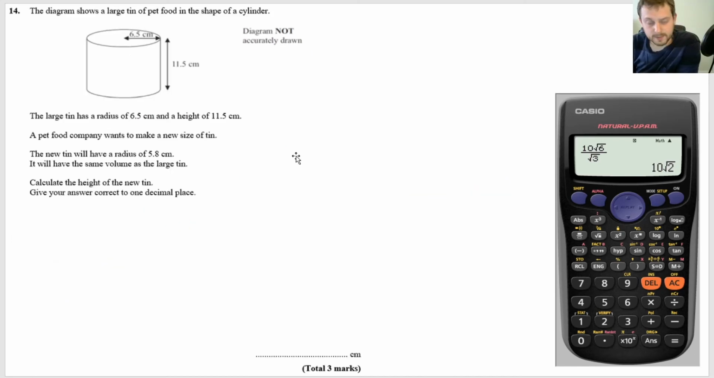Right, number 14. The diagram shows a large tin of pet food in the shape of a cylinder.